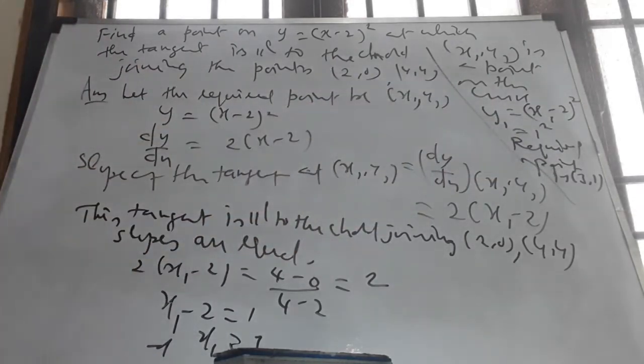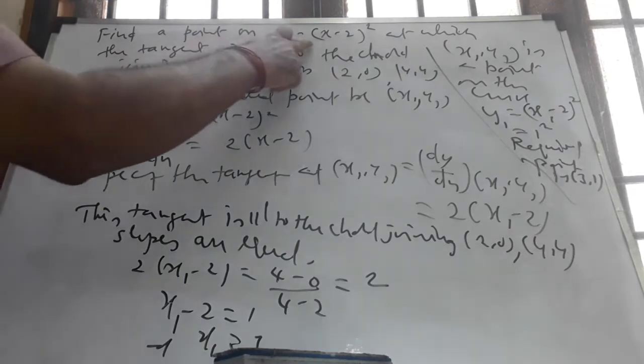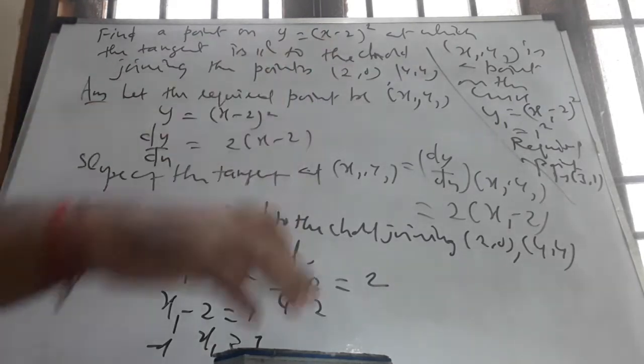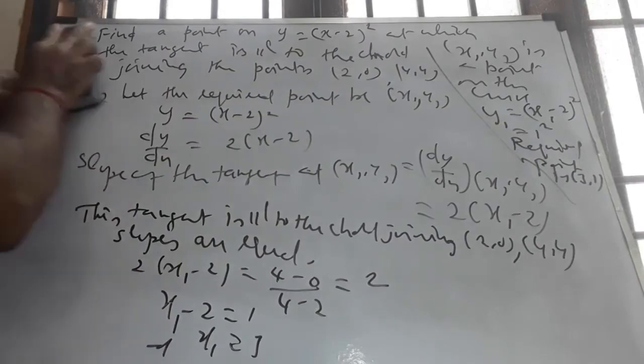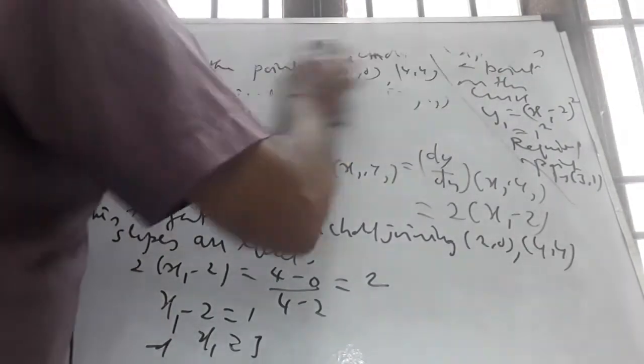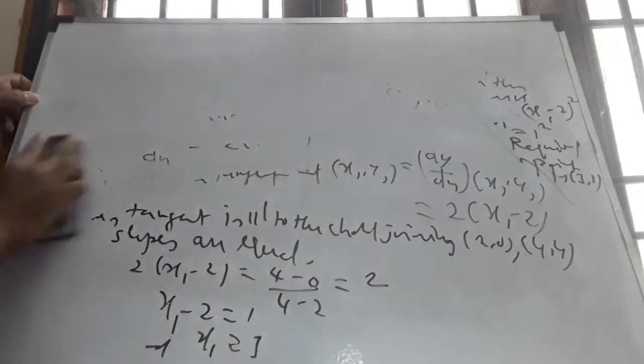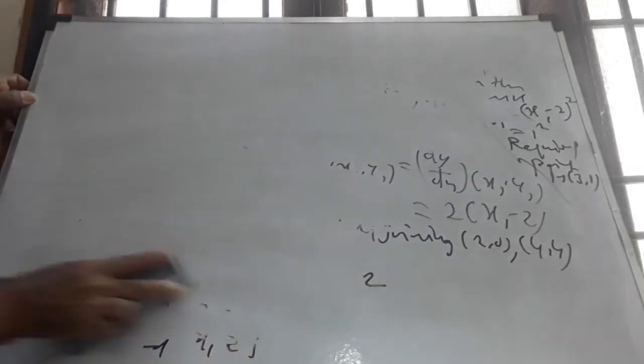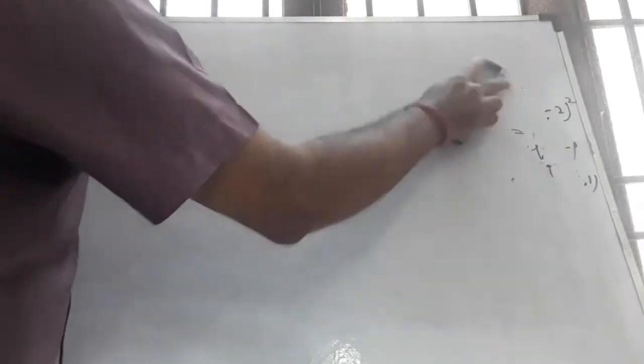Therefore, if you want it in a full sentence, 3 comma 1 is the point at which the tangent drawn to y equal to x minus 2 whole square is parallel to the chord joining so and so. Therefore, the word required takes care of the whole condition given in the problem.